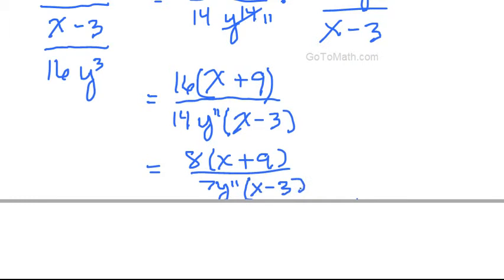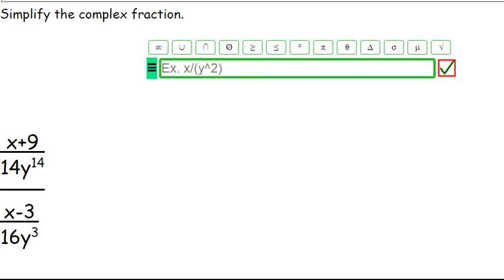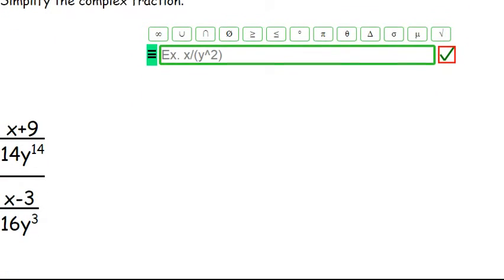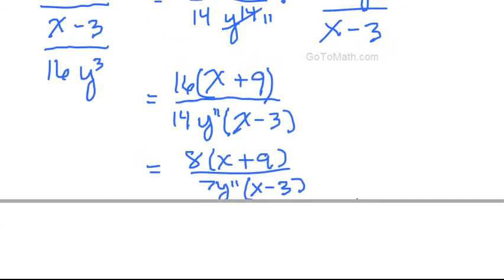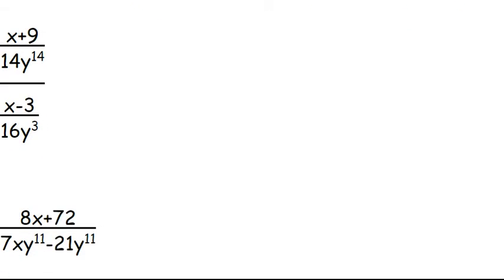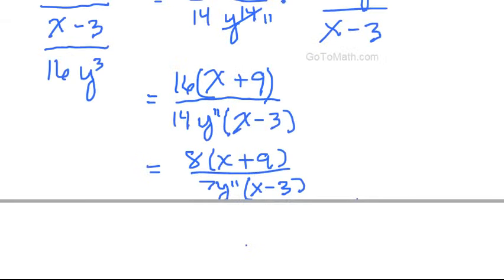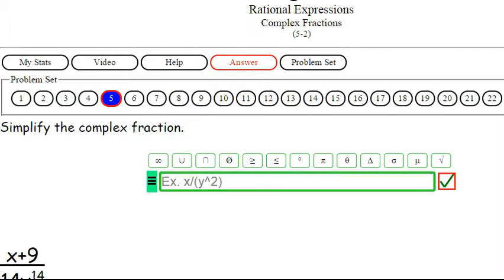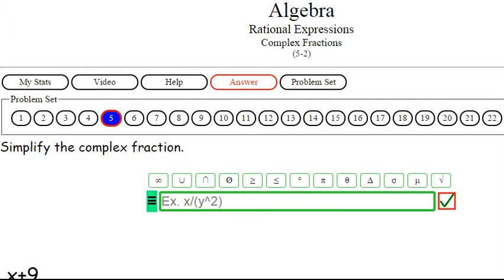X minus 3. More than likely, I'm going to end up distributing this across: 8x plus 72. And that'll probably get distributed across. So let's find out what happens here. They're still both equivalent. 8x plus 72 over 7xy to the 11th minus 21y to the 11th. So 7 times 3 is 21, then you'd have the y to the 11th. Okay. Alright, so hopefully you caught that. You got all that?